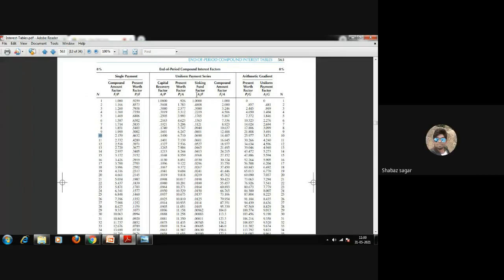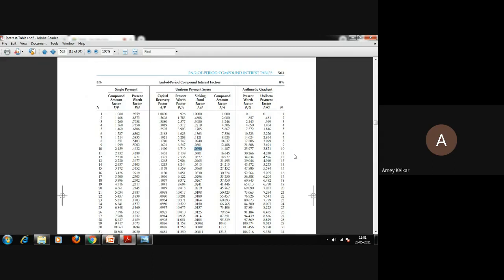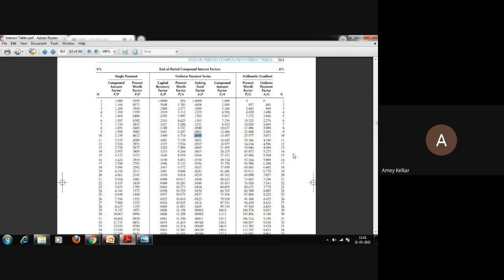First, second, third, fourth? Fifth column, sir. The sinking fund. Third one, A by P? No, this is present value. We want future value, Neha. Sinking fund is mentioned here. Fifth column. So how much is that value? 0.0690. Okay, sinking fund 0.0690.